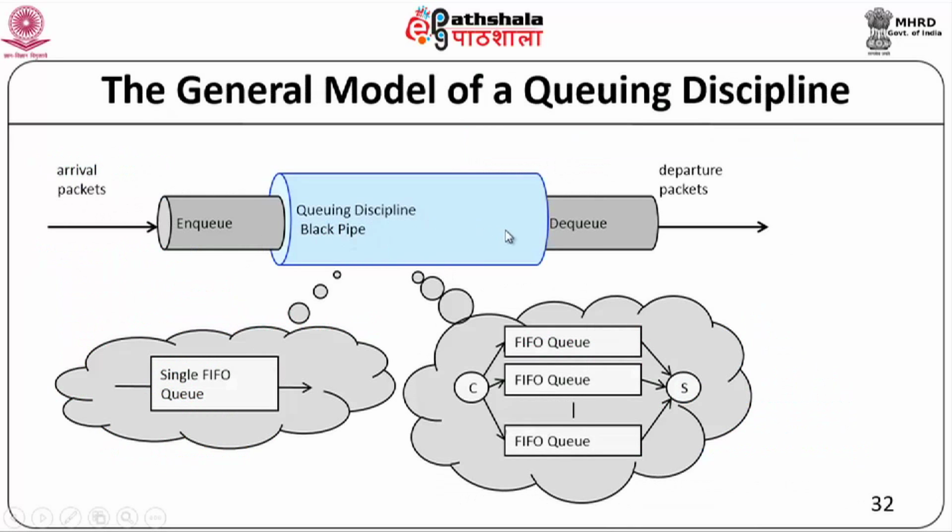And this is a general model of queuing disciplines. We will be looking at queuing disciplines in much more detail in a subsequent lecture. So it could be a single FIFO queue or multiple queues and so on. So these are other things that one needs to look at.